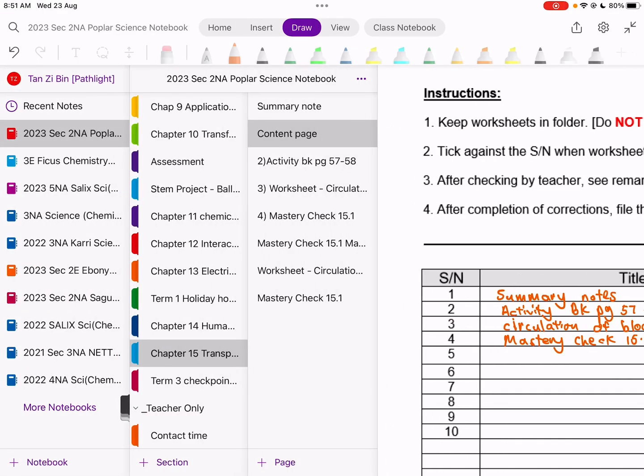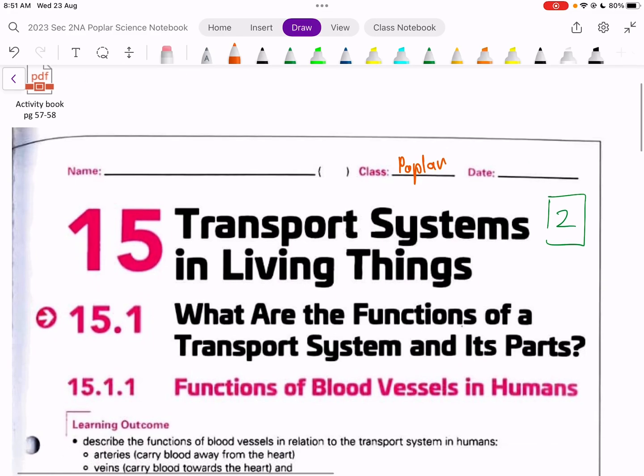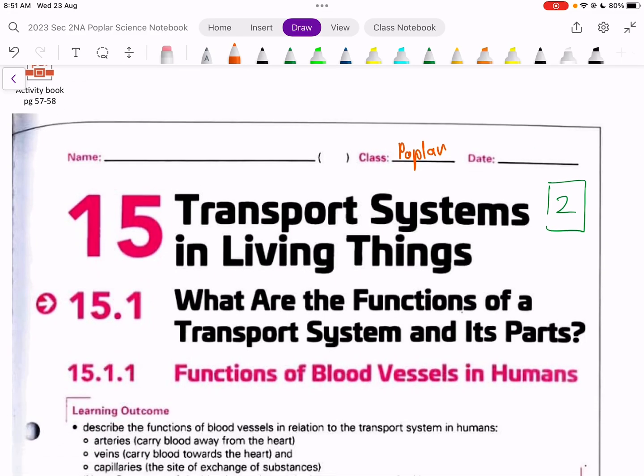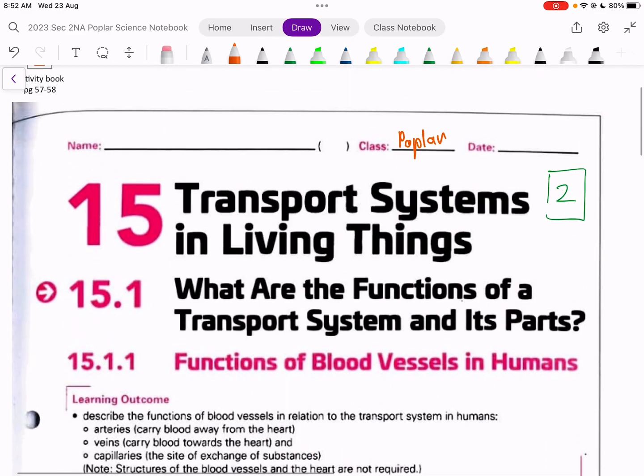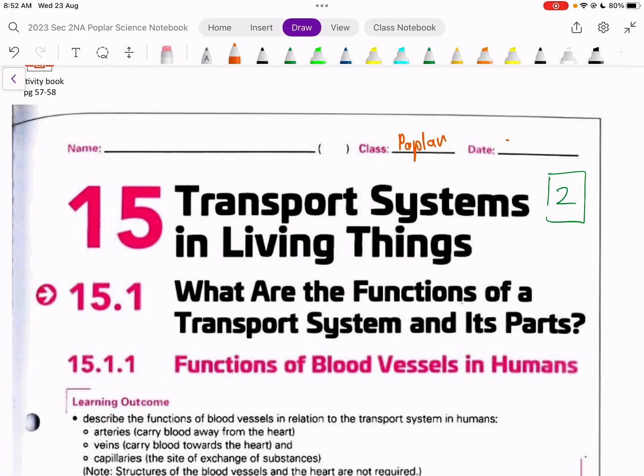Okay, good morning everyone. I'm making this video to go through worksheet 2 and 3. Worksheet 2 is your activity book page 57 to 58. So put down Monday's date for this one, as well as your class and name.